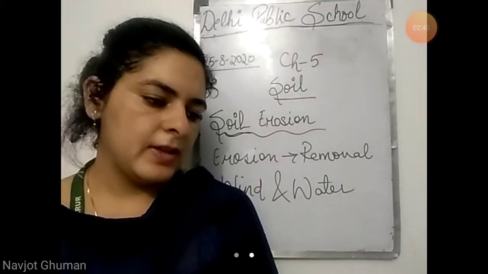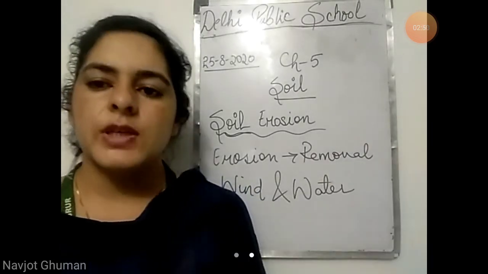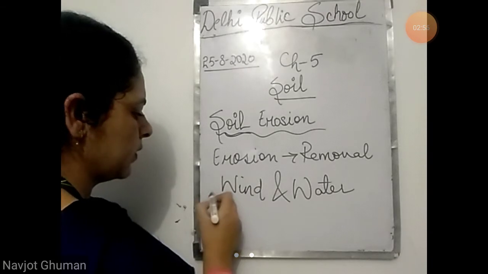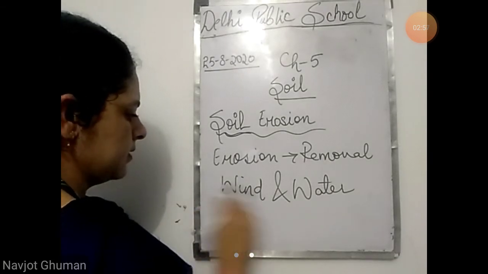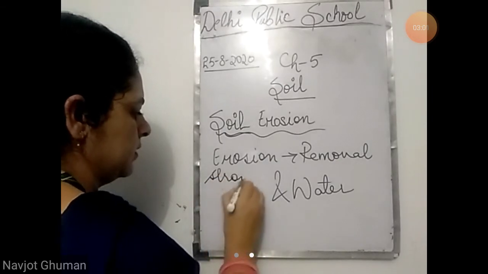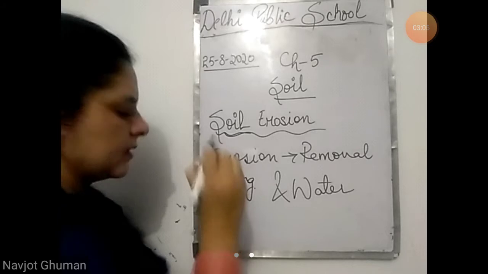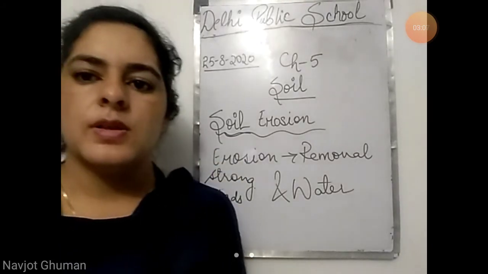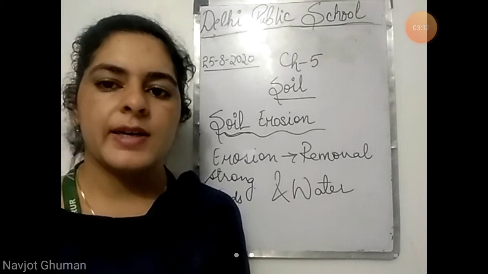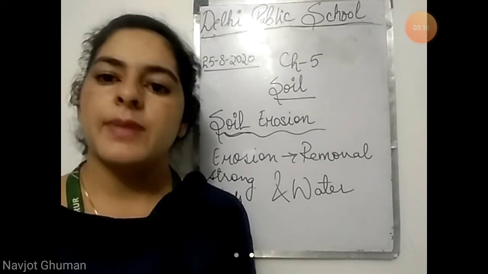Strong winds, heavy rainfall, and cutting down of trees increase soil erosion. So which are the three factors that increase soil erosion? First is strong winds. When strong winds blow, they have very high pressure. Due to that high pressure, the soil gets removed and goes to far off places.